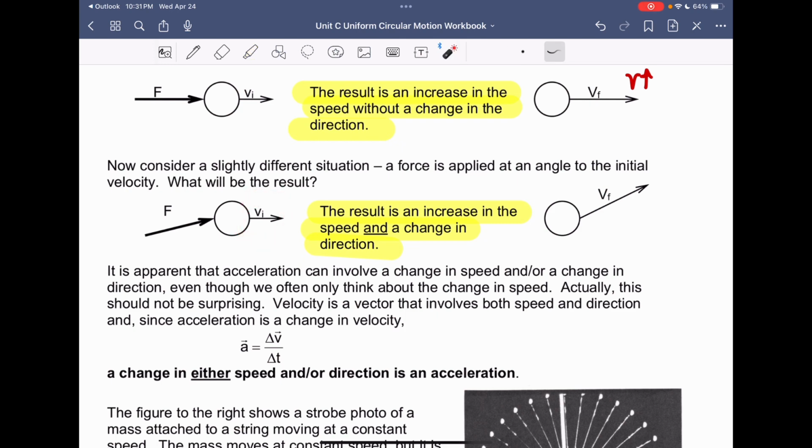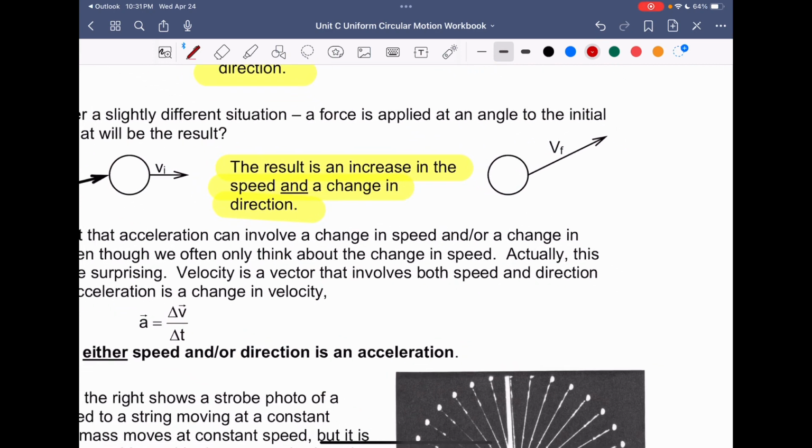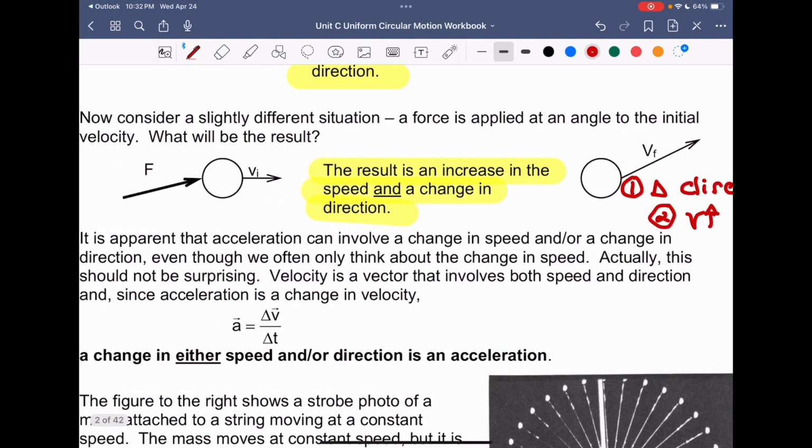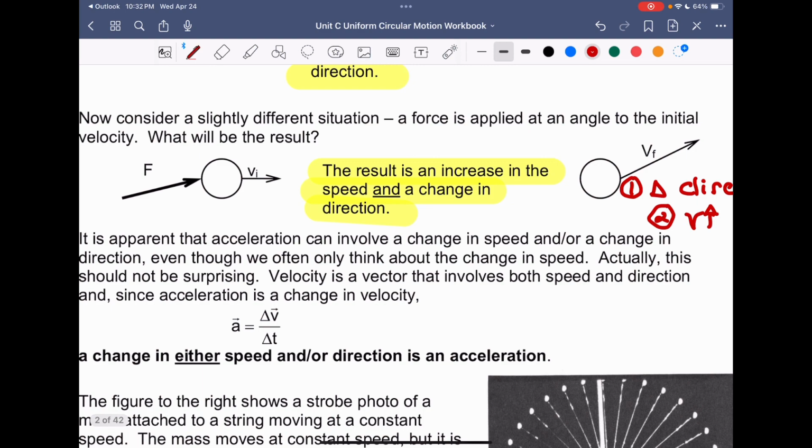We have a certain magnitude to start, we have a certain magnitude at the end, where the two components that changed were, first of all, a change in direction. So I'm going to put delta direction, or change in direction. And then we also saw that the speed, or the given velocity, increased. So if you want to put 1 and 2, these are the two factors that are affected by some sort of force being applied at some sort of angle here.